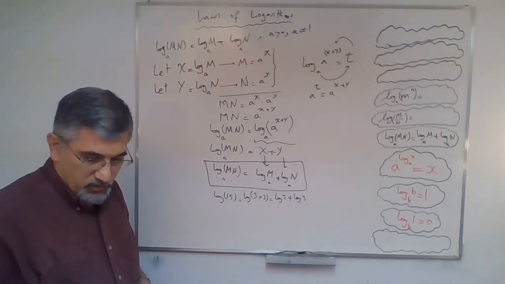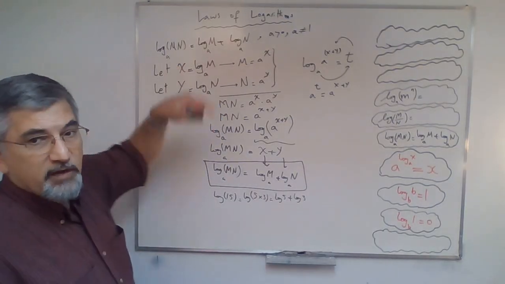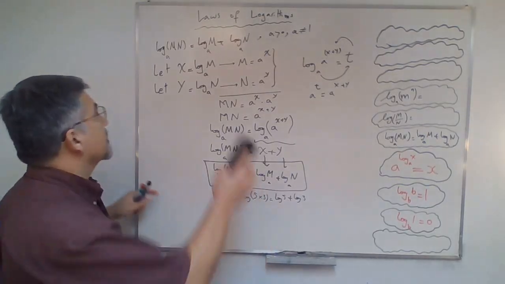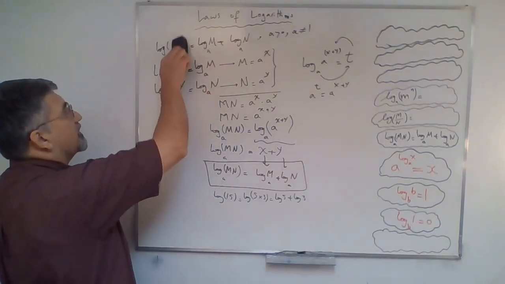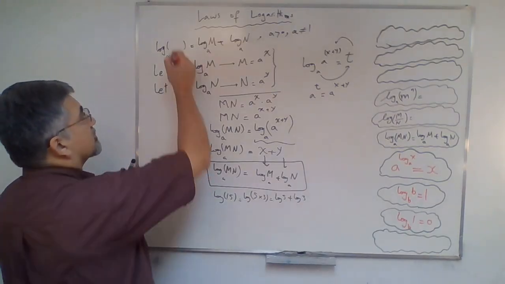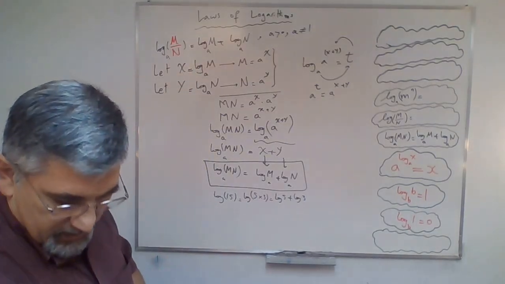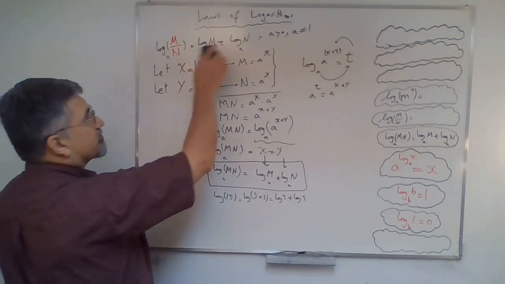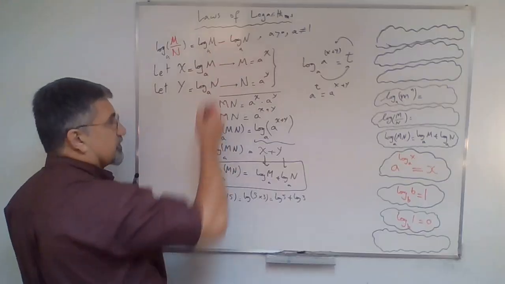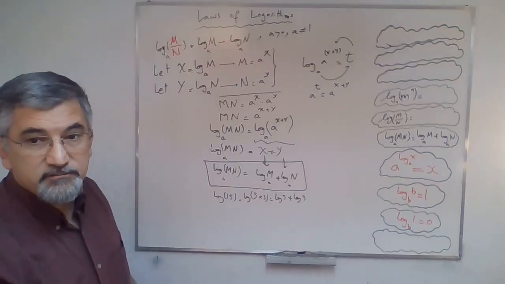Now I wonder what is going to happen if instead of m times n, which is the product, I have the quotient of two numbers. So instead of m times n, I'm going to change that to m divided by n, or m over n, okay? And I want to show that the logarithm of a quotient is actually equal to the difference of the logarithms. That's what I want to show. Log of m minus log of n.